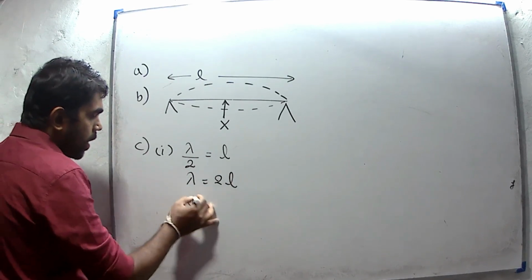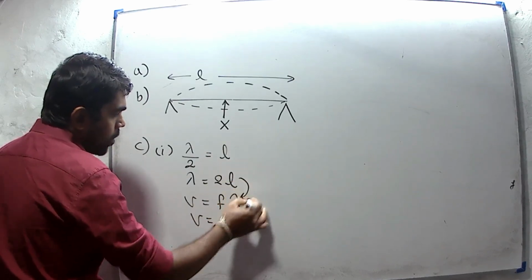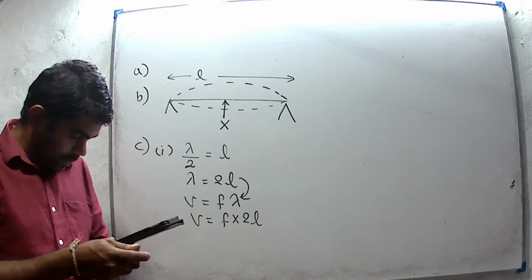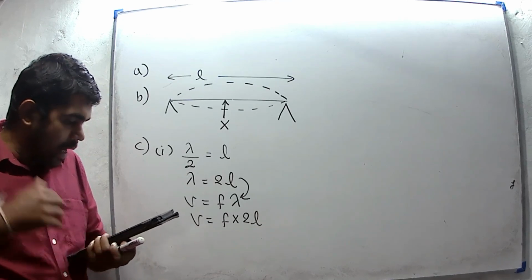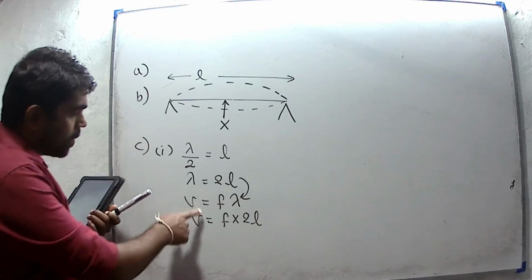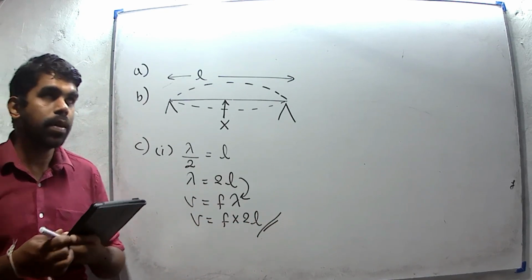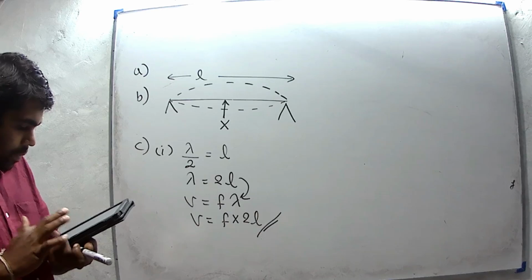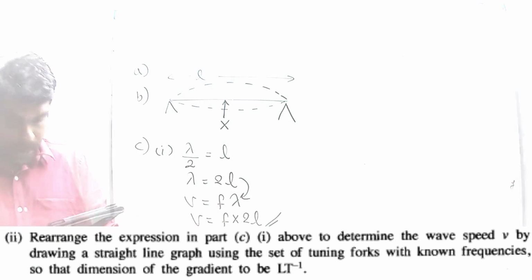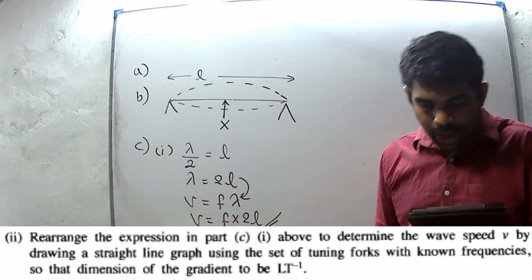Then we can use the equation V equals F lambda. V equals F, and we can substitute lambda by using L: lambda is 2L. Now we have to write down an expression for the speed V of the transverse wave, and this is the answer for part 1. We have to write a relationship for V.